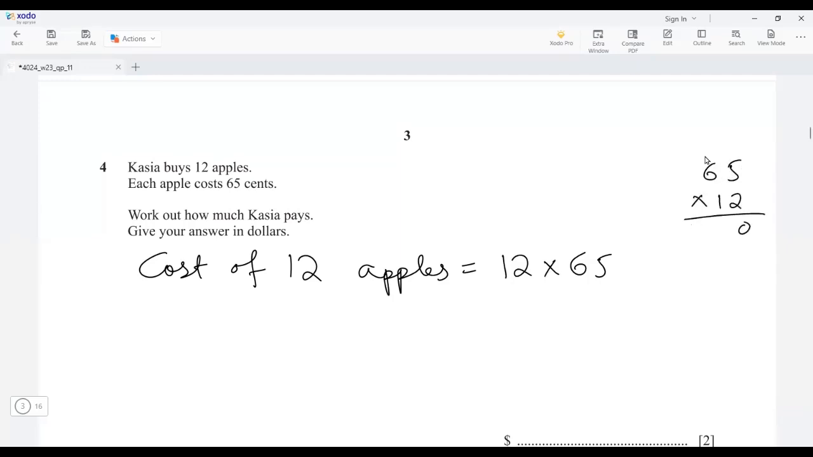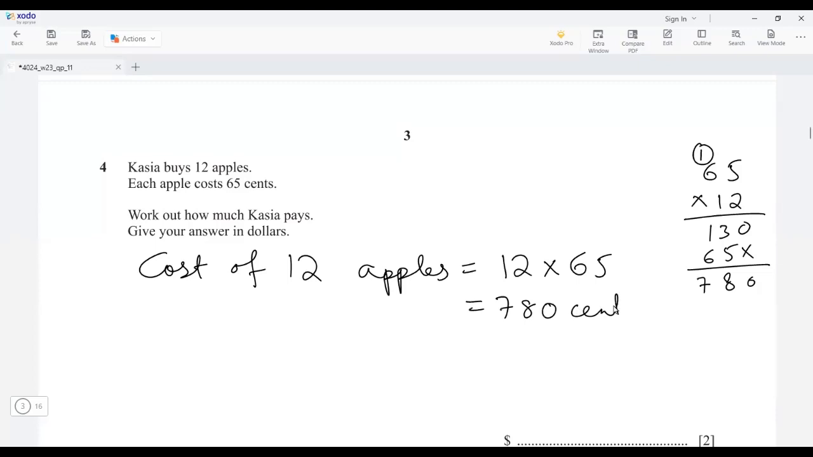So 5 times 2 is 10, 1 is to be carried. 6 times 2 is 12 plus 1, 13. So moving towards 5 times 1 is 5, 6 times 1 is 6. 0, 8. If we add all of these, we get 780 cents.